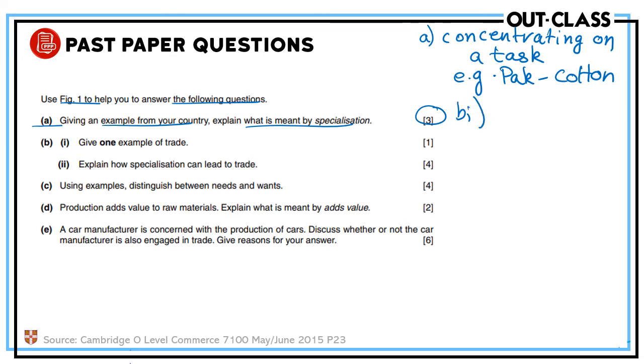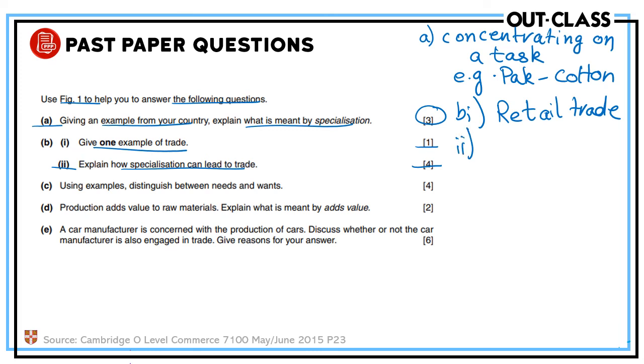Now B1, give one example of trade. So trade is home trade and foreign trade. So you can choose any. I'll write retail trade, you can write wholesale trade, export or import. To explain how specialization can lead to trade, this is for 4 marks.